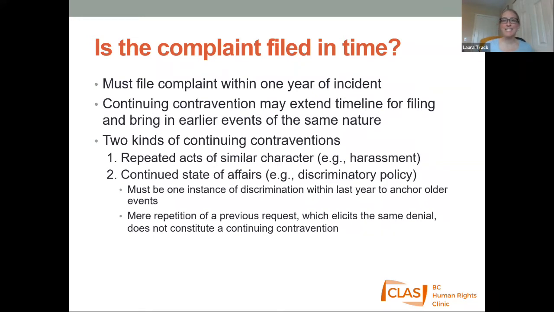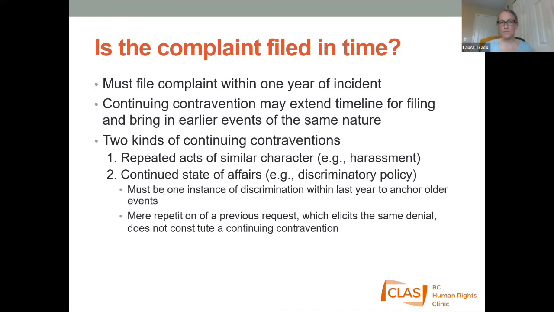First is where there's a continuing contravention. So you can imagine a situation where you've been experiencing homophobic bullying at your job for years. It's been going on for a long time. And something happened last week that was it. That was the straw that broke the camel's back. You can't handle it anymore and you're going to make a human rights complaint. Well, something happened within the last year, and then similar events of the same kind, all of those instances of homophobic bullying you experienced, those can also form part of the complaint because it's a continuing contravention, repeated acts of a similar character.